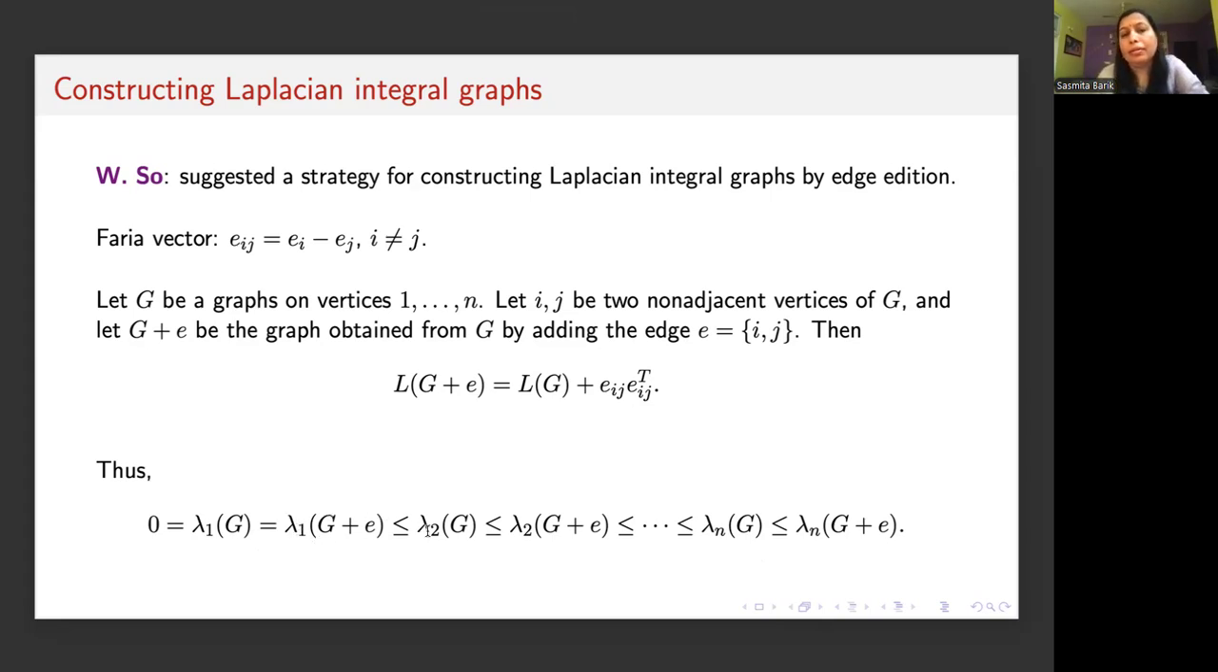And then lambda 2 of G will be less than or equal to lambda 2 of G plus e. Lambda 3 of G will be less than or equal to lambda 3 of G plus e. And they will interlace also. They will lie in between like this. So what you can observe is that all the eigenvalues are either increasing or remain the same. So that way it's happening.